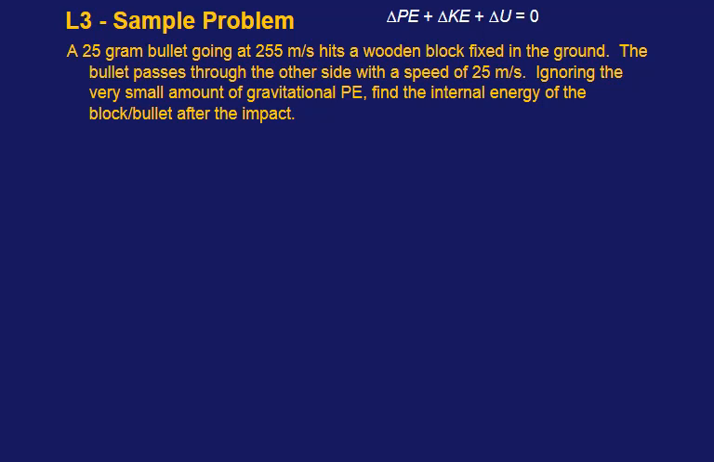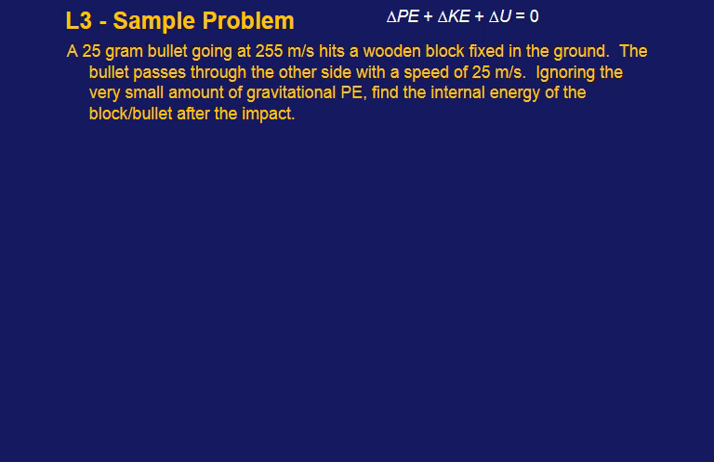All right, so in this example, we have a bullet going and hitting a wooden block fixed in the ground. The bullet passes through to the other side with a speed of 25 meters per second. If we ignore the small amount of gravitational potential energy, find the internal energy of the block and bullet, and I should say the increase in internal energy of the block and bullet after the impact.